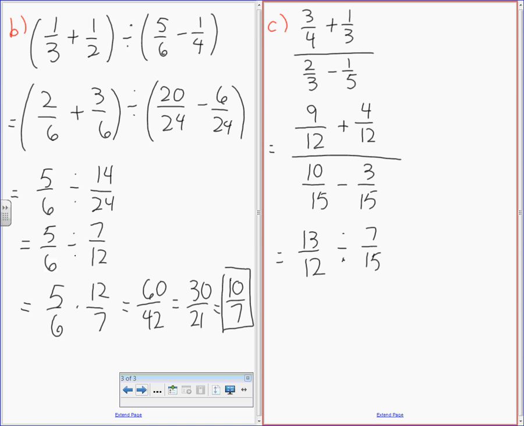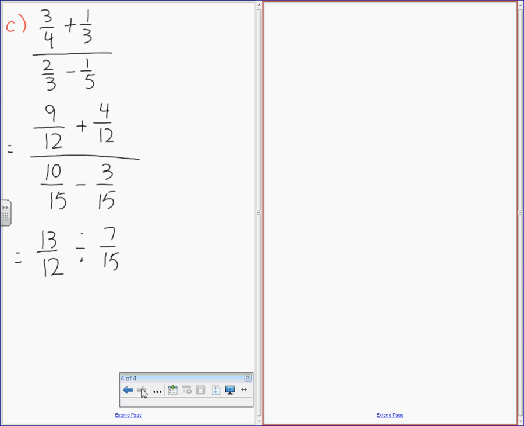All right, Lindsay, how do I deal with 13 over 12 divided by 7 over 15? What do I do? 13 times 15. Yeah, good. 13 over 12 times 15 over 7. Do you guys want to see the short way to do this, or do you want me to do it the long way? I'll show you the quick way. If you don't like the quick way, you don't have to do the quick way.